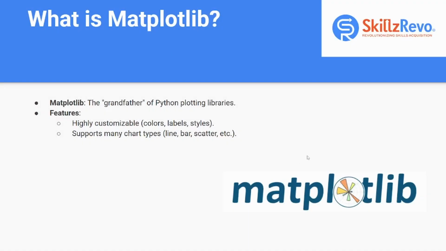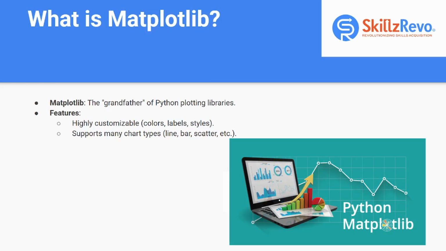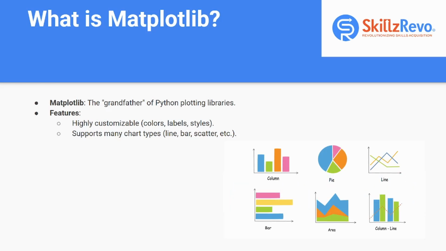Firstly, what is Matplotlib? Matplotlib is a Python library for creating static, animated and interactive visualizations. We can see it as the grandfather of Python plotting libraries. If you talk about the features, it is highly customizable. We can change the color, add labels, add legends, and change the styles depending on our requirement. It supports many types of charts like line chart, bar chart, scatter plot, histogram. Different types of charts we can plot with the help of Matplotlib.